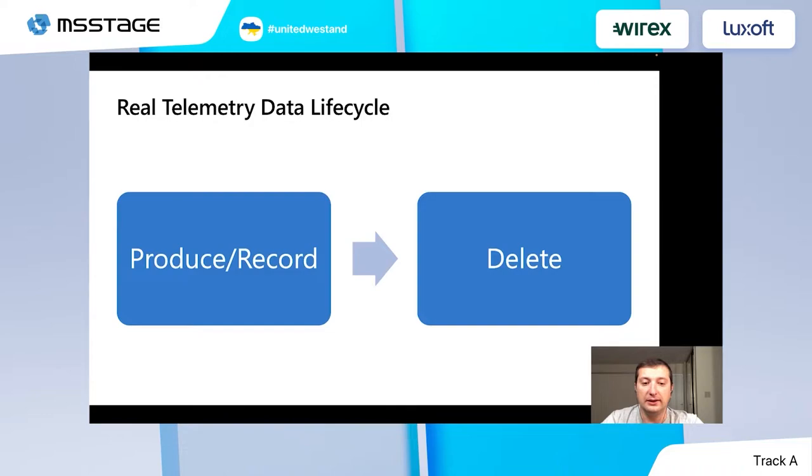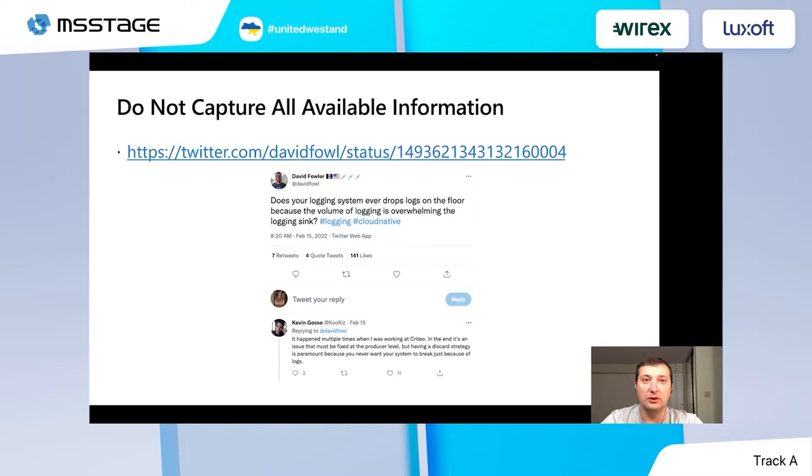Even another situation is possible, right? When we try to capture all available information. In this scenario, it's even possible to have a denial of service of our system, of our product. This is a real case when the logging system does not help you, even makes something bad, and you can find a situation when your product is not working because the logging system is not working. So do not capture all available information.